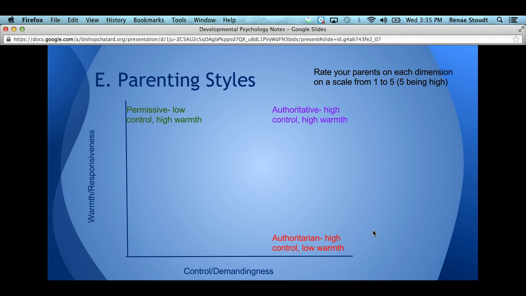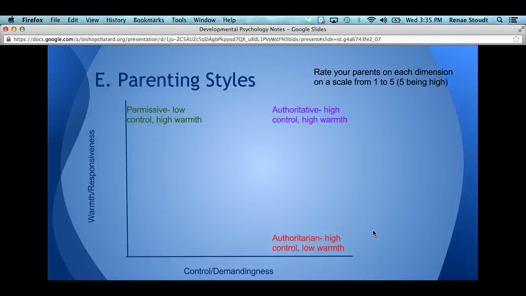In the permissive style, parents have very low control but very high warmth. These are the parents that just want to be your friend. Okay, they will do things to try and get you to like them. They don't necessarily try and exert a whole lot of control over you.